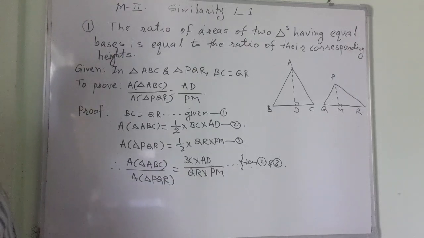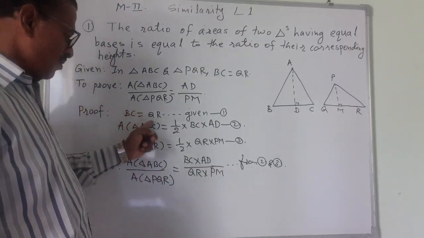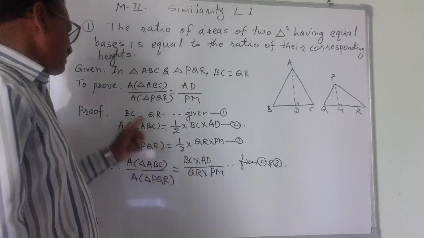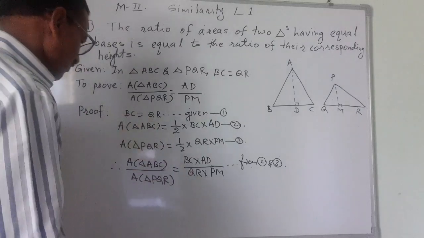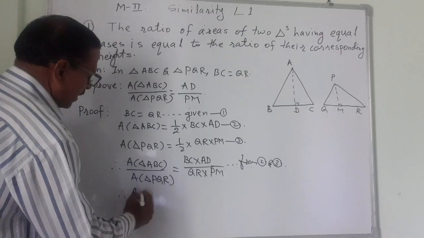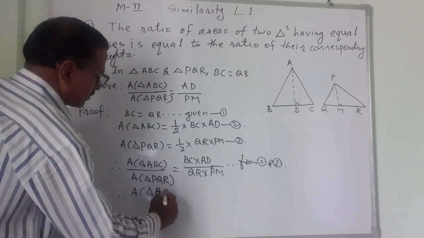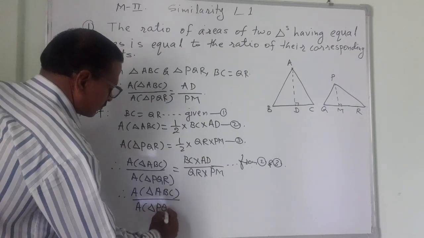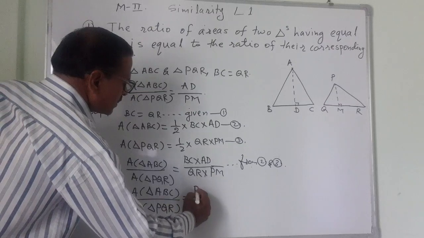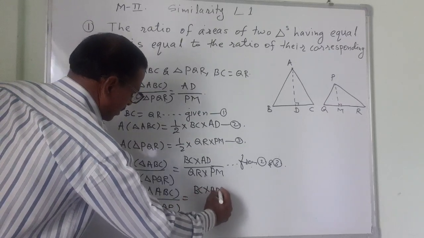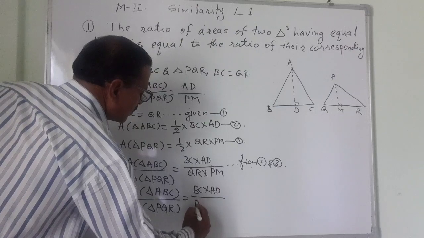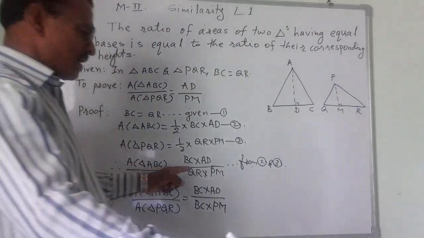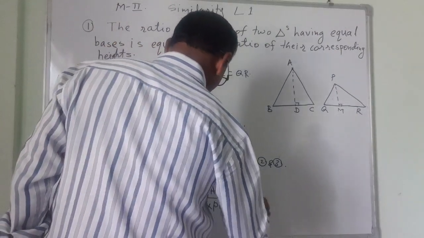Now, BC and QR are the same. So for this QR, I can say it is BC, because BC and QR are the same. Therefore, area of triangle ABC upon area of triangle PQR is equal to BC into AD upon BC into PM, because BC and QR are the same. Reason I will give from 1.